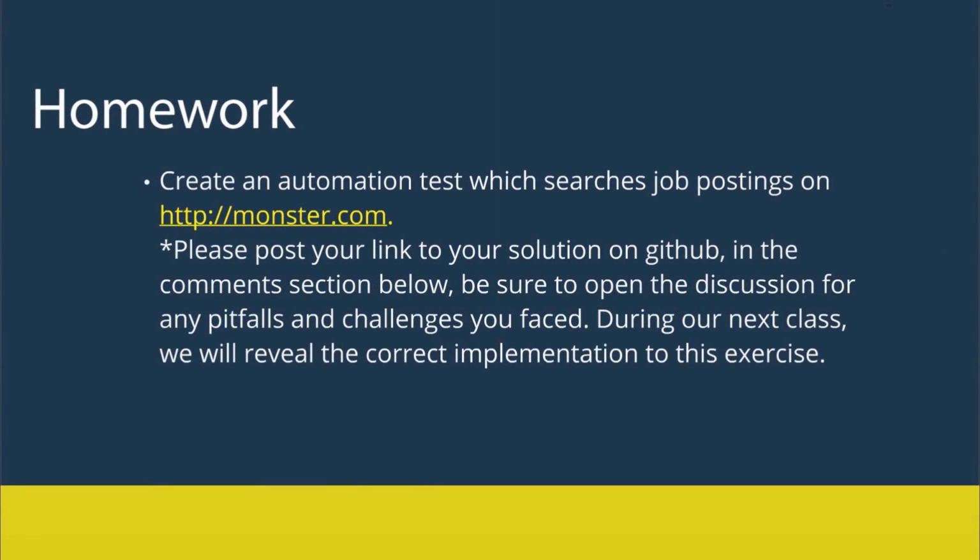For a follow-up exercise, try creating an automation test which searches job postings on Monster.com. Post your link to your solution on GitHub in the comment section below. And check out our next video to reveal the correct implementation to this exercise.